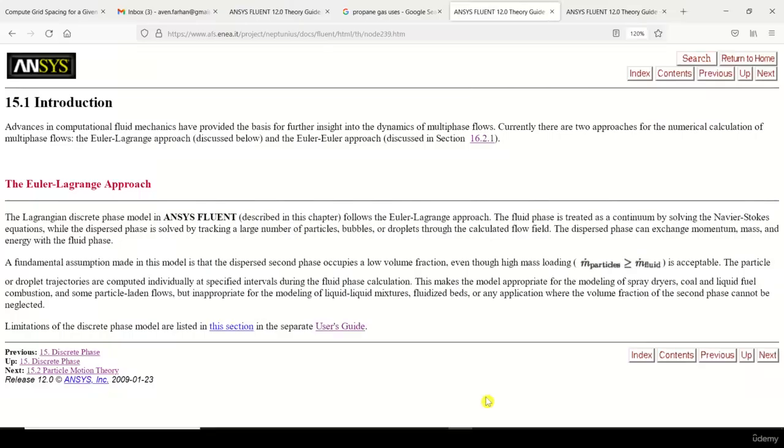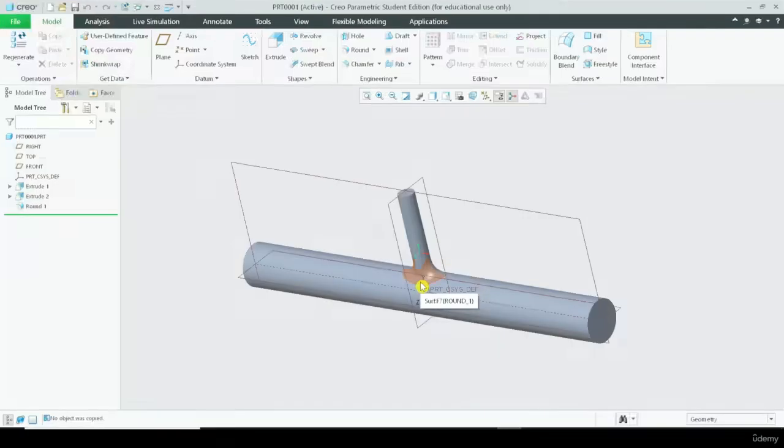Now, before discussing this, I really want to go back to the geometry we have. And in order to understand the DPM functionality, I will be using the same model over here. In fact, the same simulation we performed, or concluded, in the previous video.